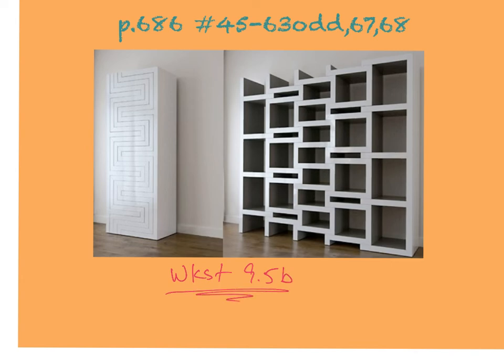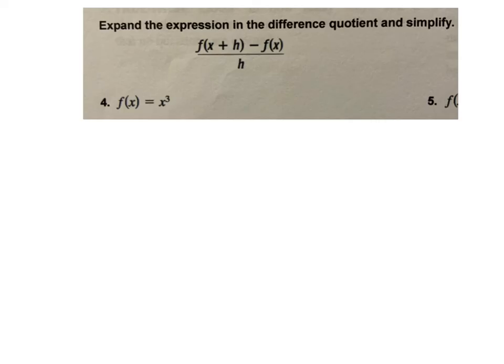Worksheet 9.5b. Open it up because I want to go over number 4 with you. Expand the expression of the difference quotient and simplify. So this is a difference quotient, it's f of x plus h minus f of x over h. And my first function we're going to deal with is x cubed. So all we're going to do is take x plus h and substitute it in for my variable here. That's all we're going to do first. So if I need to find f of x plus h, I'd end up having x plus h quantity cubed.